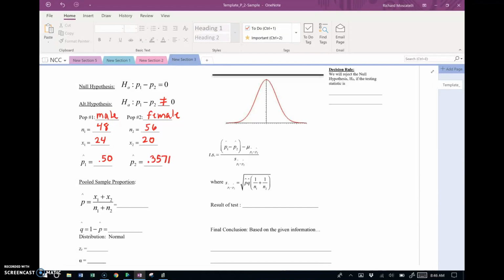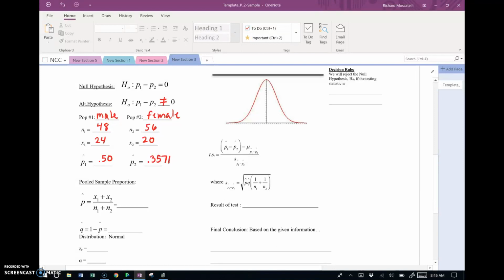Remember how this test works. We pool these two results together, and this pooling procedure works under ideal conditions, and those conditions are that NP and NQ are both greater than 10. You could check this for each of these, and it works out for each, so the conditions for the test are being met.